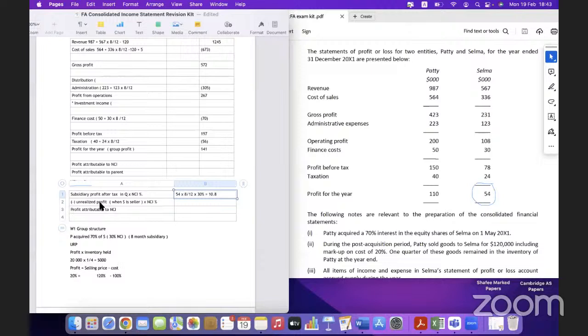Minus unrealized profit, 0. Okay. Now you must be thinking, there is an unrealized profit, so why aren't we taking it over here? Guys, listen. Unrealized profit matters when who is the seller? When the subsidiary is the seller. Guys, in my case, who was the seller? Patty sold to Selma. Parent sold to subsidiary. Guys, now think. If parent sells to subsidiary, what's the double entry for URP? Double entry for URP will be retained earnings account debit and inventory account credit.